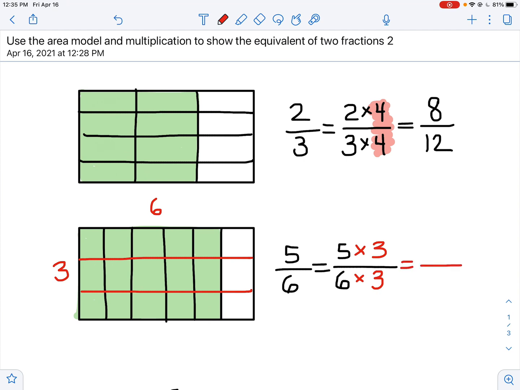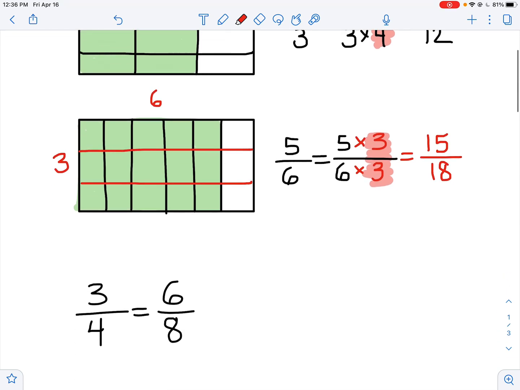Okay, so I know that I have 18 total parts, that's my denominator, and I have 3 times as many parts shaded, and 3 times 5 is 15. So my new numerator is 15. My equivalent fraction, therefore, is 15/18, right? Simply by drawing a couple of lines, or simply by saying, hey, if I make 3 times as many parts, I will have 3 times as many total parts and 3 times as many parts shaded, right? So let's take a look.